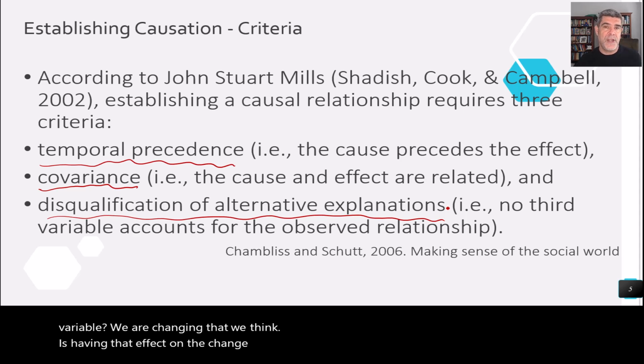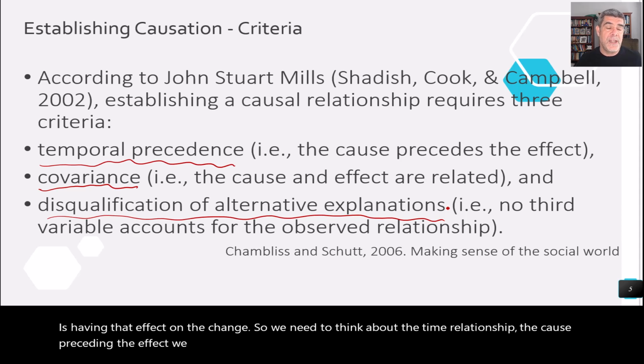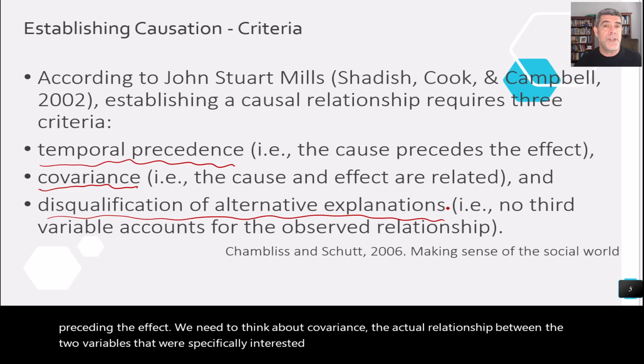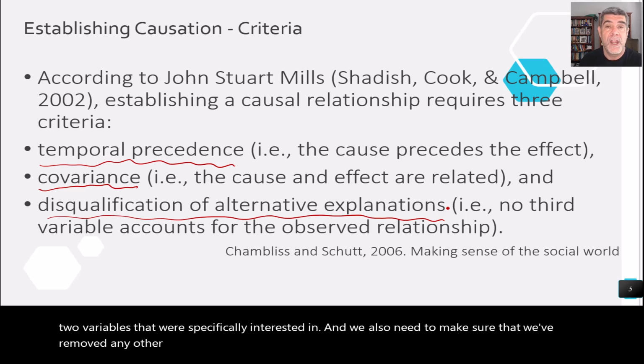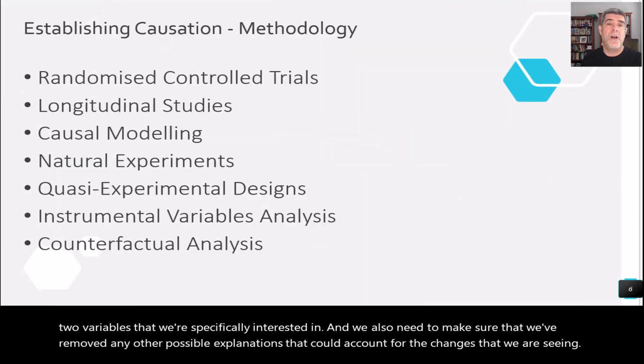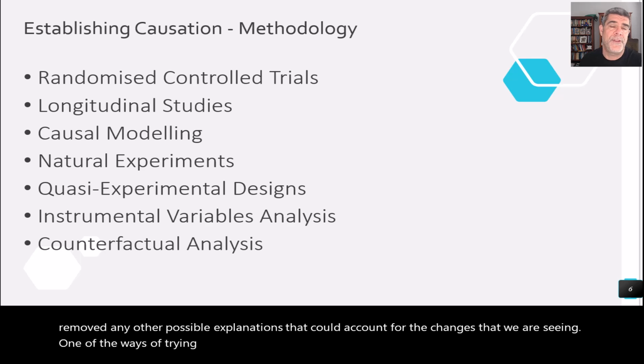So we need to think about the time relationship, the cause preceding the effect. We need to think about covariance, the actual relationship between the two variables that we're specifically interested in. And we also need to make sure that we've removed any other possible explanations that could account for the changes that we are seeing. One of the ways of trying to help you with establishing causation in your experiment is to think about the methodology.